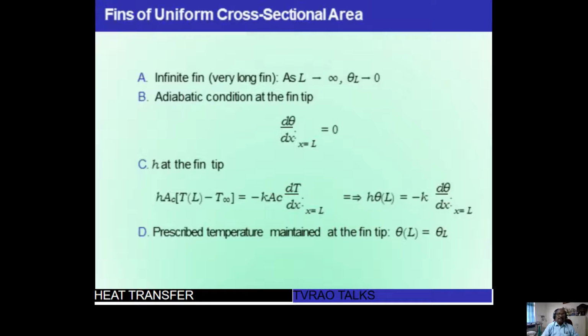That is one condition. If the fin is adiabatic, meaning the tip is insulated, then the derivative of theta becomes 0. When the fin tip is insulated, there is no heat transfer. Whether it is a minimum or maximum, the derivative will be 0. The third condition is convection, with heat transfer coefficient h at the fin tip. And the fourth condition is a prescribed temperature maintained at the fin tip. Now first we will discuss the first two conditions, and what the heat transfer will be for them.